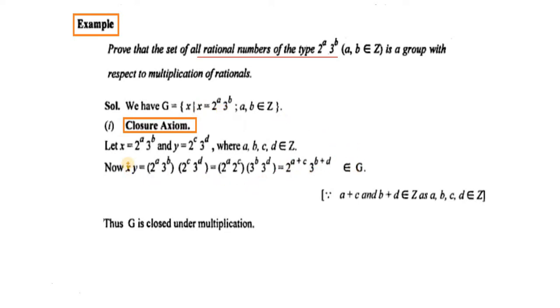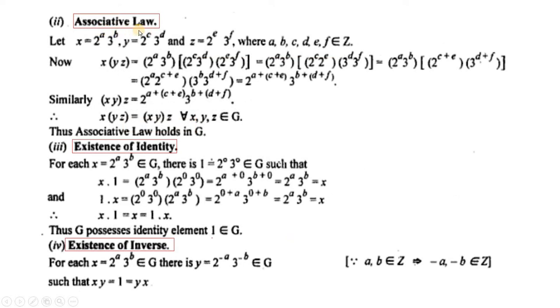Here we see that if we take any two elements x and y from G, and if we multiply both the elements x and y, we see that the product also belongs to G. Thus G is closed under multiplication. Now we check associative law. In associative law, we take three elements. This is the first element, this is the second element, and this is the third element.